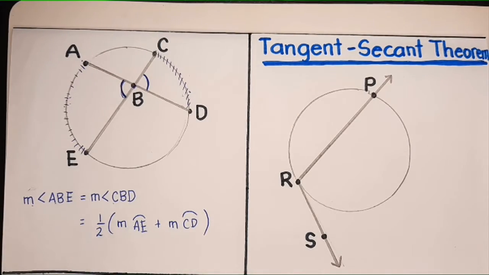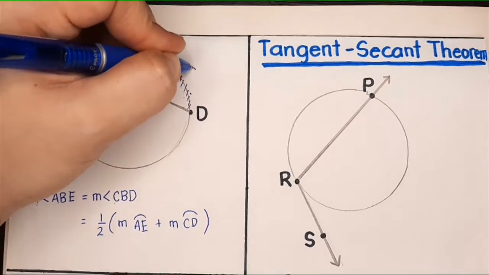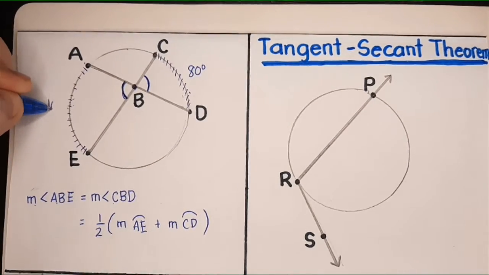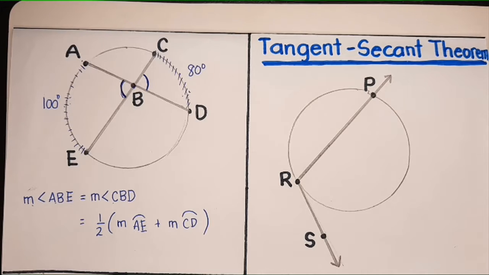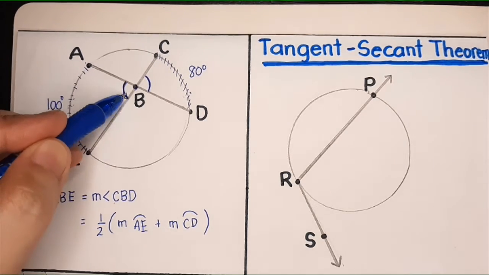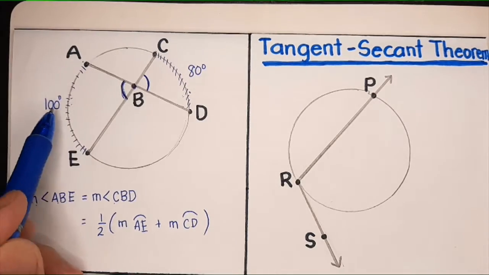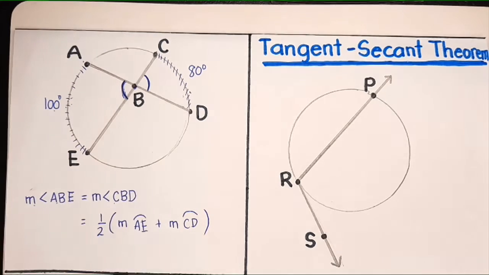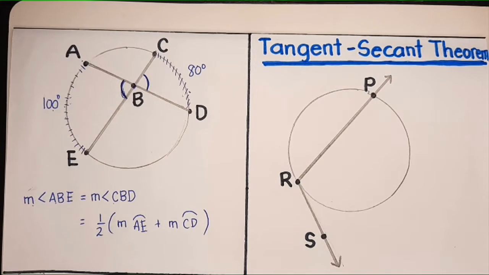Okay? So, for example, let's say this is 80 degrees and this one is 100 degrees. Okay? So, can you give me the measure of angle ABE? So, ABE of this angle. So, all you have to do is you add this, 100 plus 80, you have 180. Okay? And then you have to divide it by 2. So, the answer is 90 degrees.